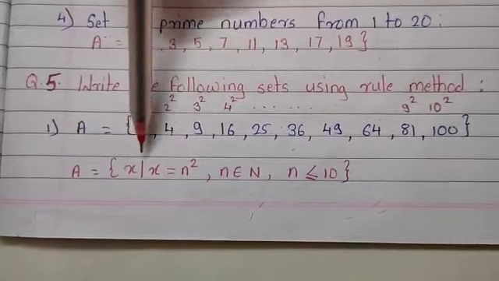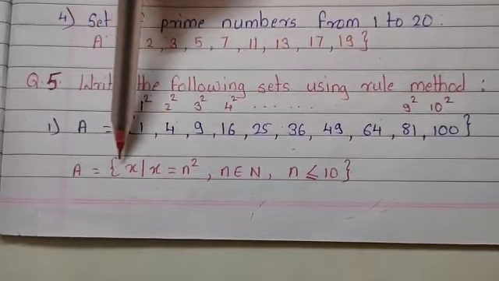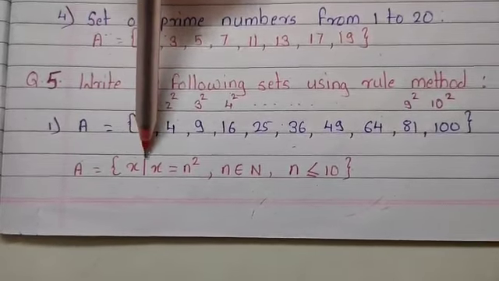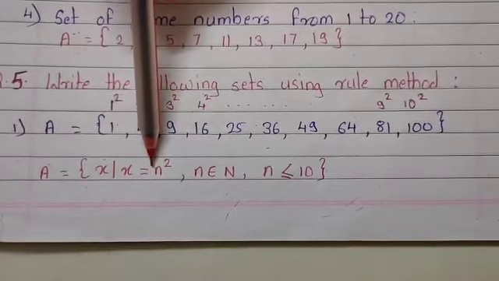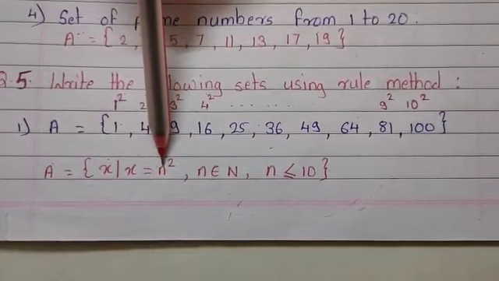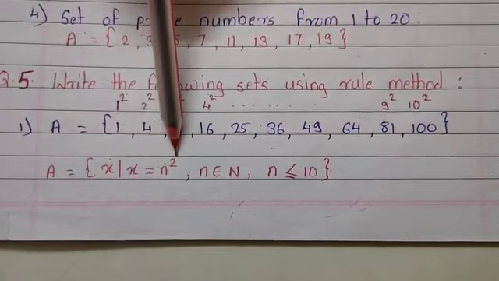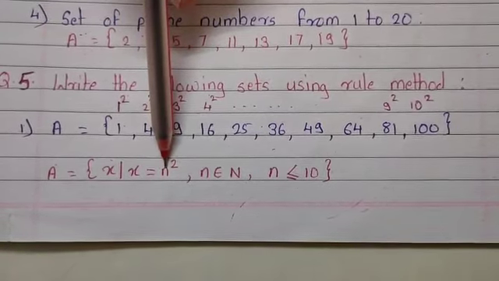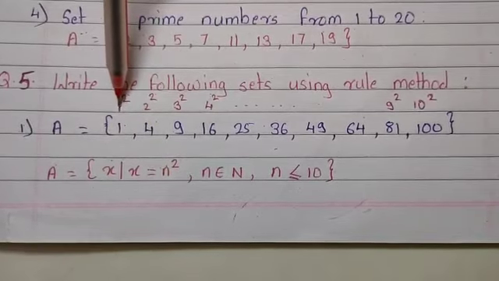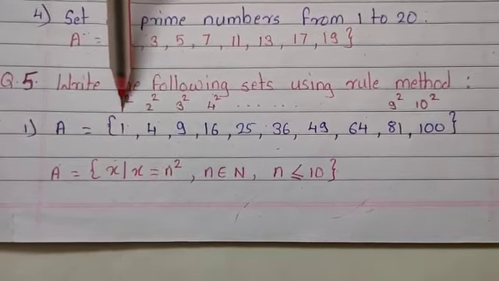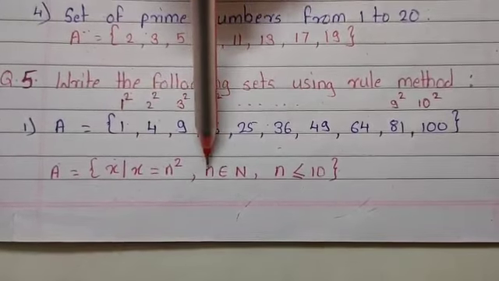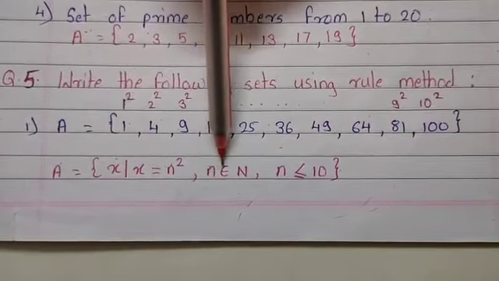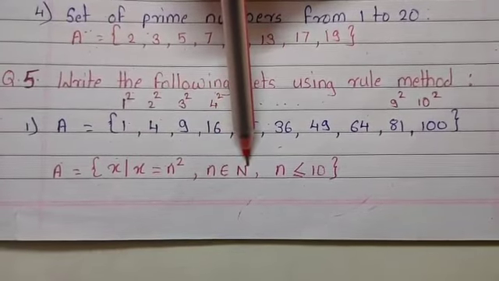So how will I write? A is a set of all x such that x equals the square of a number. We are showing the number by the small letter n. Square of a number. But which kind of numbers are they? They start with 1. So they are natural numbers. So I will show that here n belongs to natural numbers.